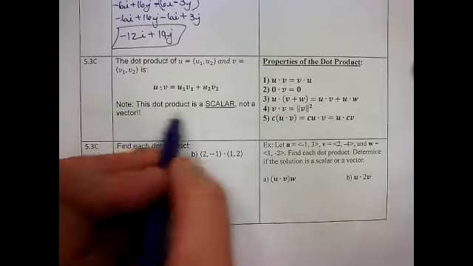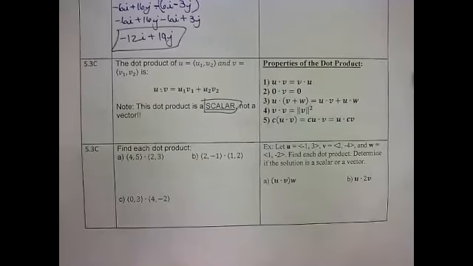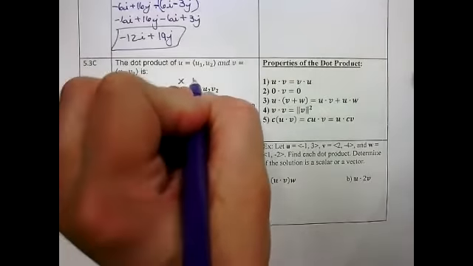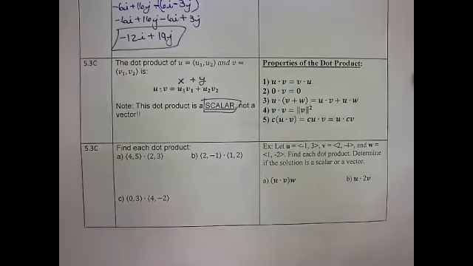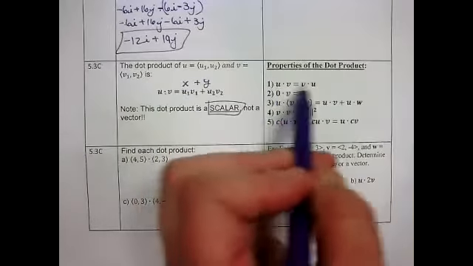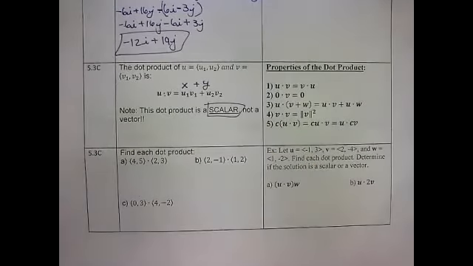The dot product comes out as a regular number, because what you do is you multiply the x's and you add the y's. When you do that, it becomes just some number. The properties of dot products are the same as for vectors. You can change the order of it. You can multiply it by 0. You can change where the parentheses are at.